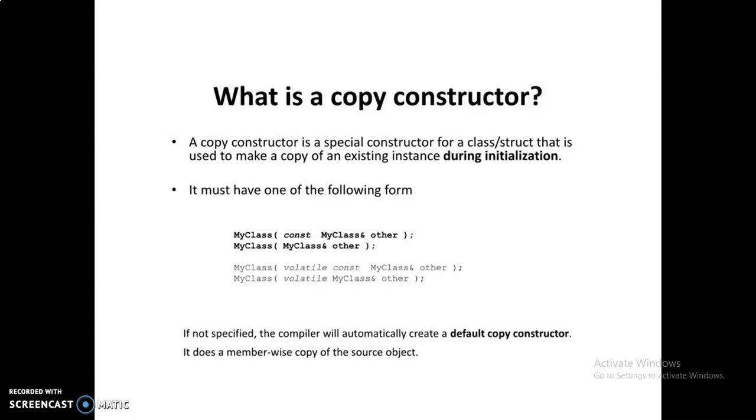And then, what is a copy constructor? A copy constructor is a special constructor for a class or structure that is used to make a copy of an existing instance during initialization. So once again I repeat, a copy constructor is a special constructor for a class or structure that is used to make a copy of an existing instance during initialization. It must have one of the following forms. Either this type could be declared.